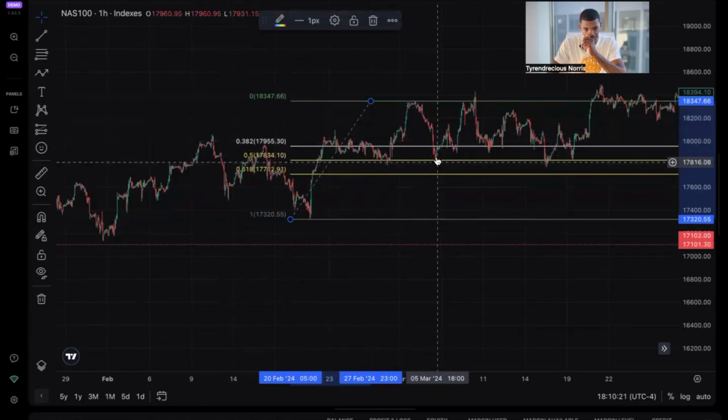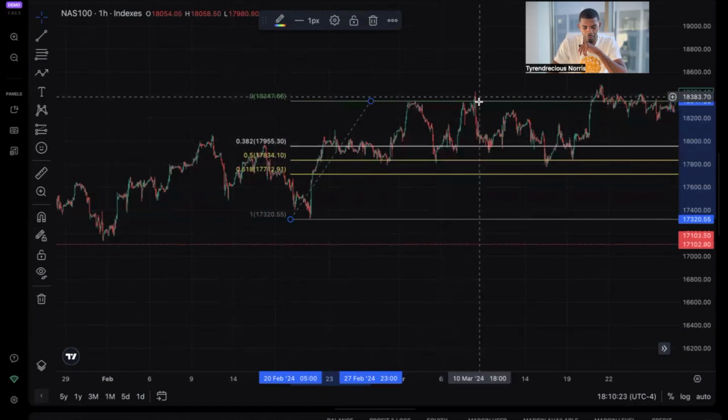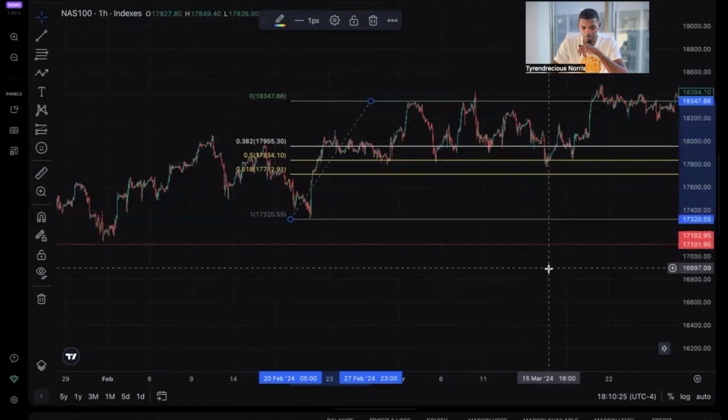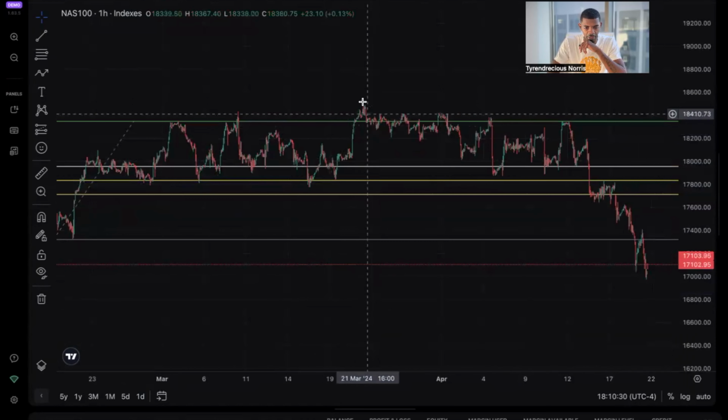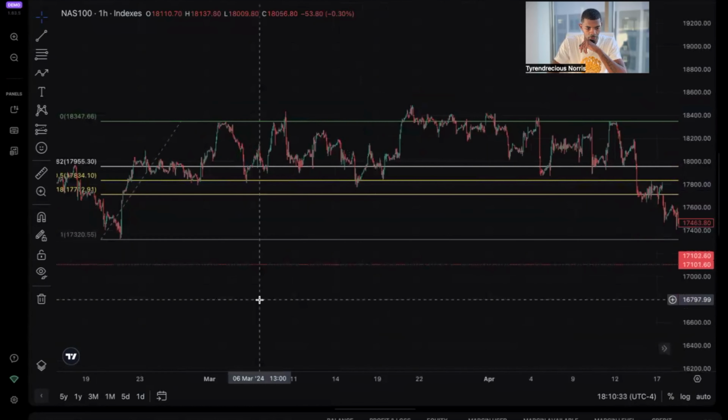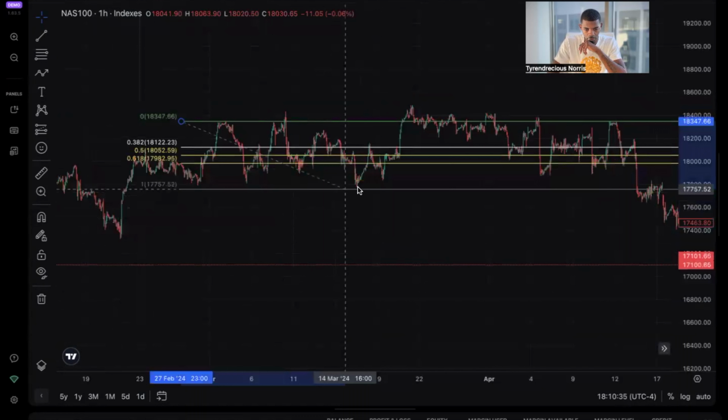Price came down into the golden zone, hit the golden zone. It failed to make a new high, came back into the golden zone, failed to make a new high. Well, it actually made a new high right there. So let's see.